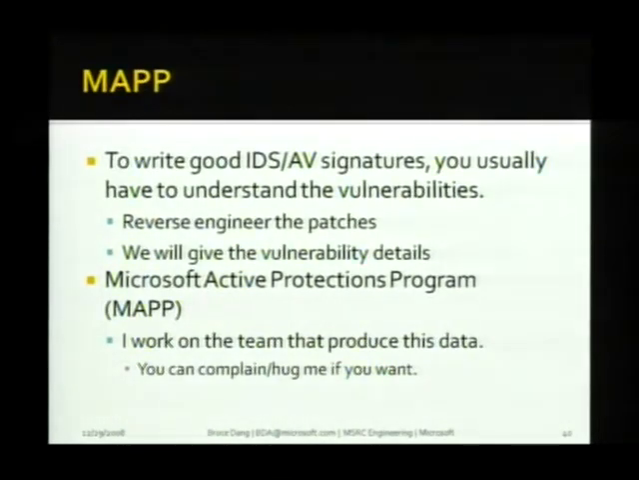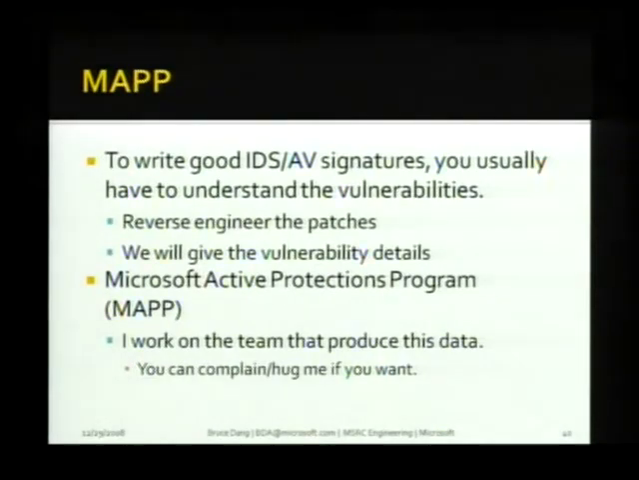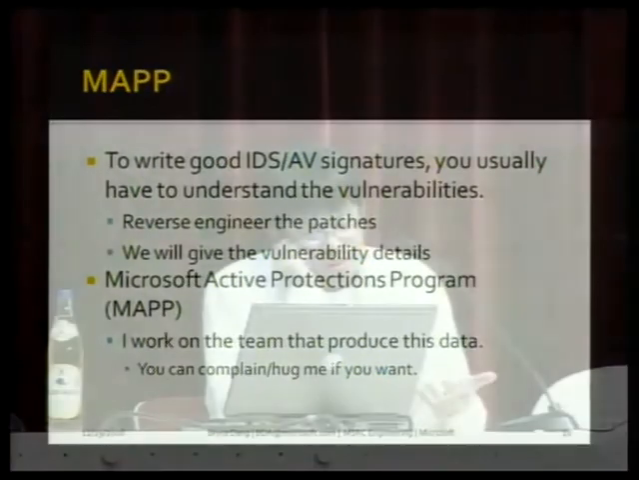And bindiff obviously is not going to show you that. And at the assembly level, it's very difficult to figure out what type of record you need. So in order to write good signatures, you need to figure this out. Because if you do generic, you'll get FPs all over the place. So you have 2 options. You can either reverse engineer the patch and, I don't know, pray and work really hard to figure out the record type, or we'll give you the vulnerability details.